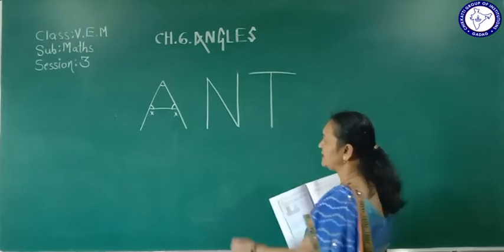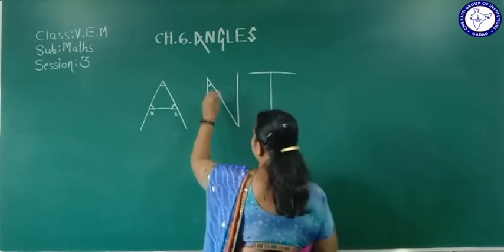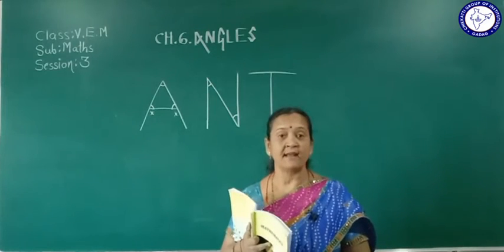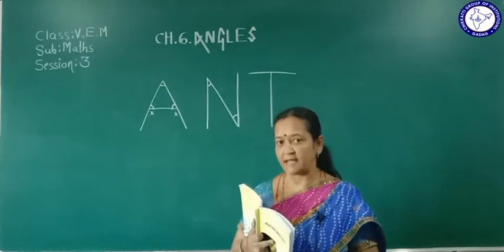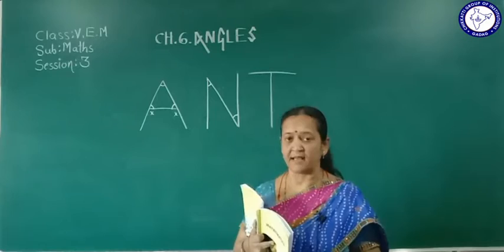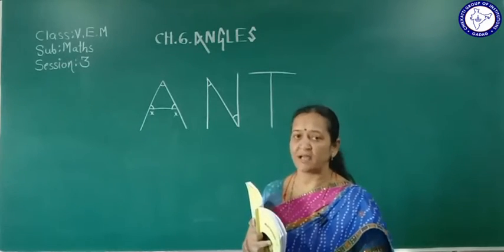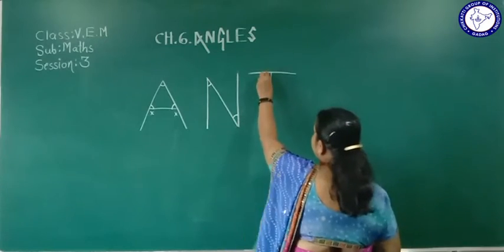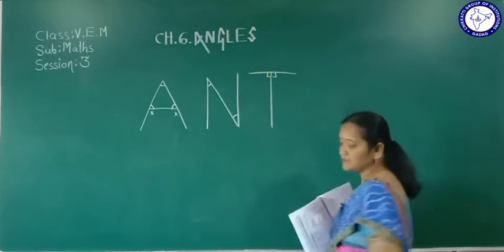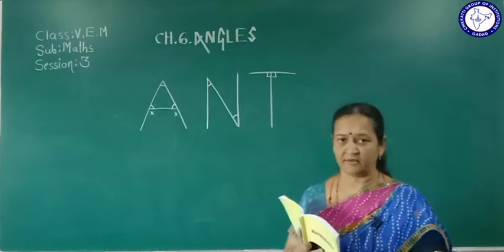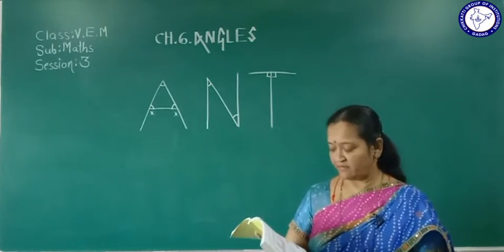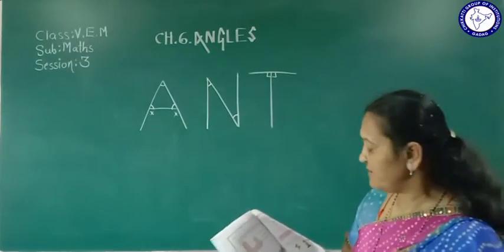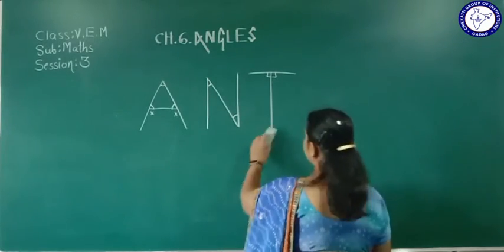Now here in N, one angle is formed here, another angle is formed here. Both angles are less than 90 degrees and they are acute angles. Then what about T here? In T we find two angles and both angles are right angles. Okay. Now here another activity is given where we find a set square.